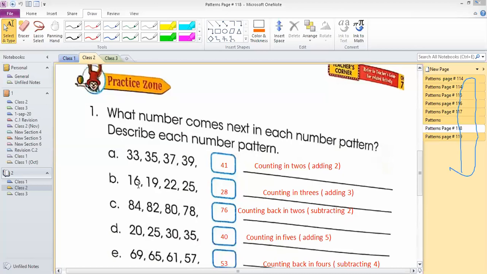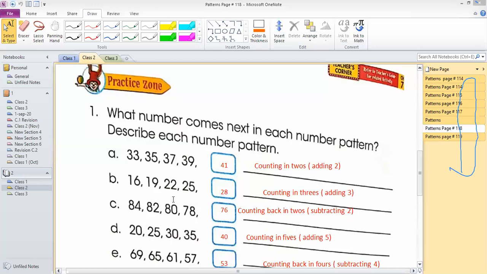When we check the pattern, 16 plus what will give us 19? So that is 3. That means we are adding 3 here. 19 plus 3, 22. 22 plus 3, 25. And 25 plus 3 is 28. So we identified the pattern and found the missing number. What was the pattern here? We were counting in threes here or we were adding 3. So we wrote here counting in threes or adding 3.